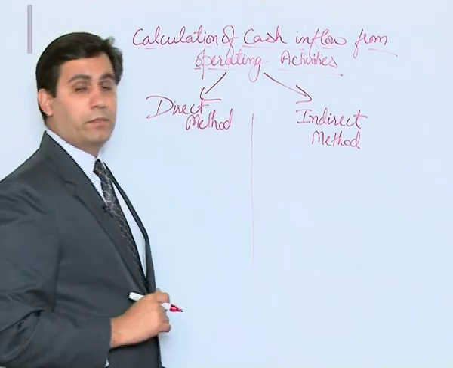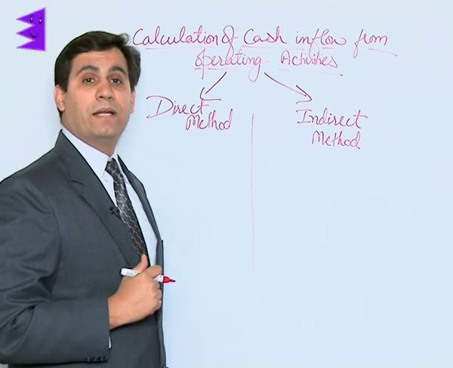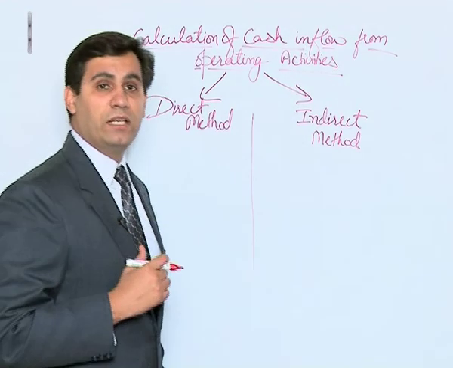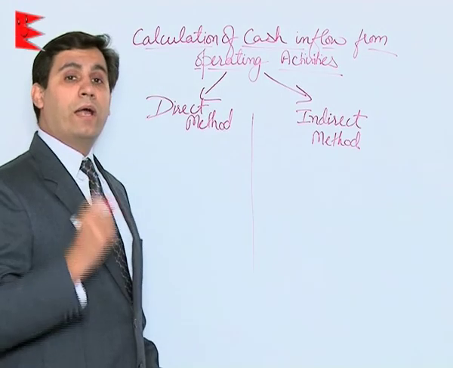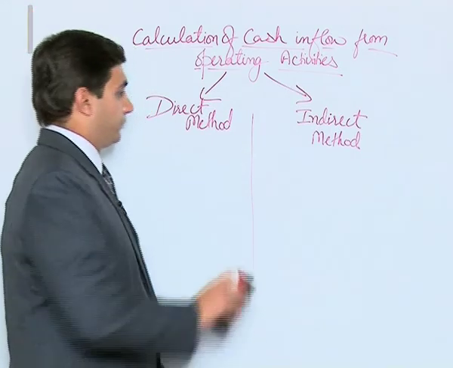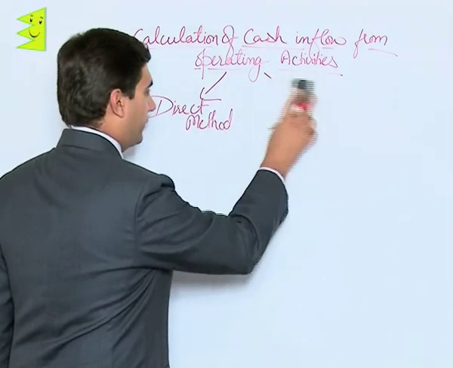Coming to direct method, what do we understand by direct method? That is, we will calculate cash flows directly on the basis of how and from where they have been received. Right students? So sticking to direct method first.